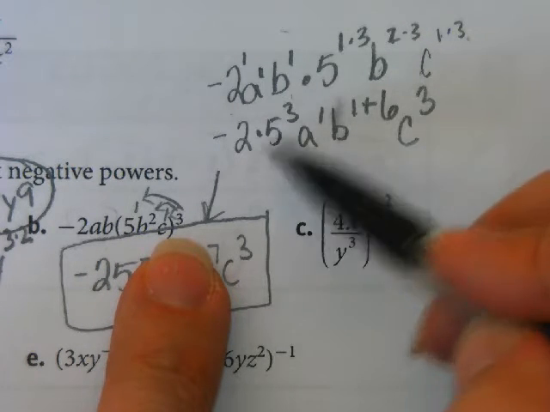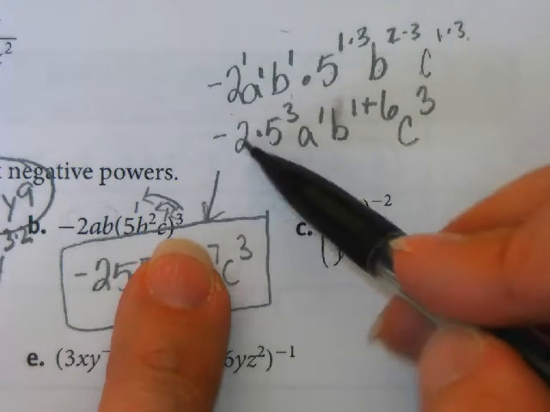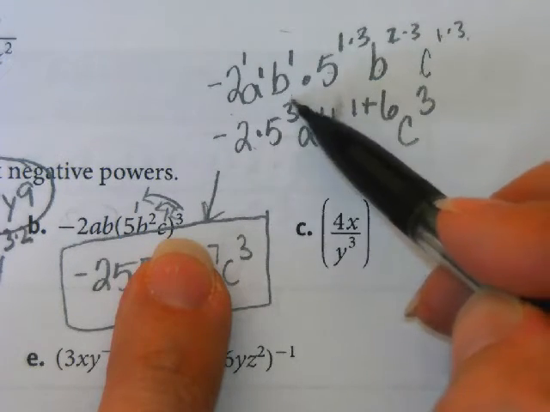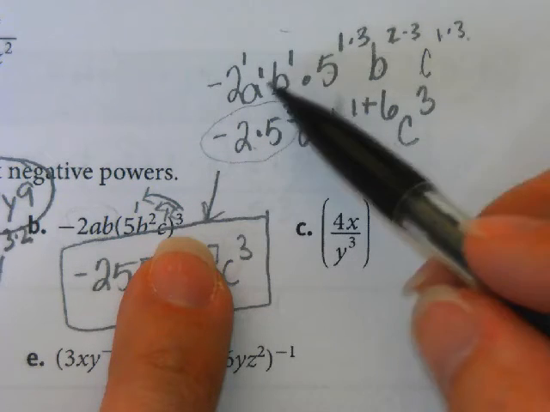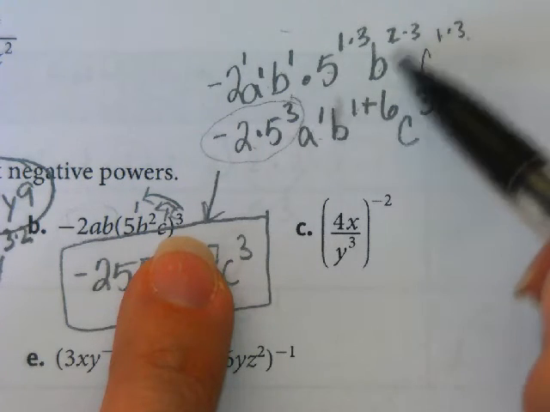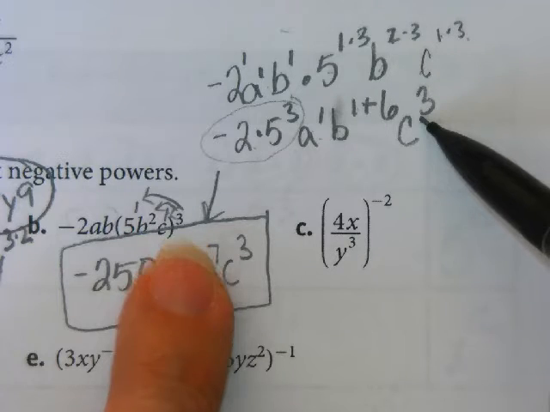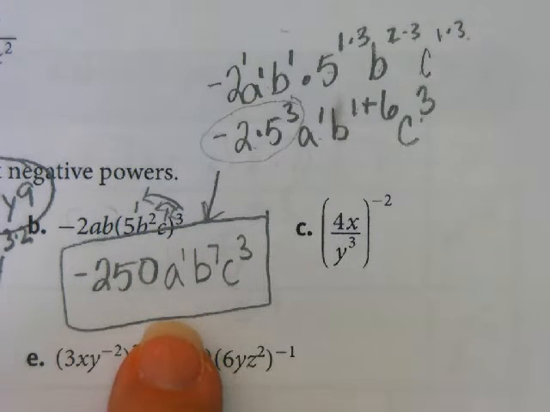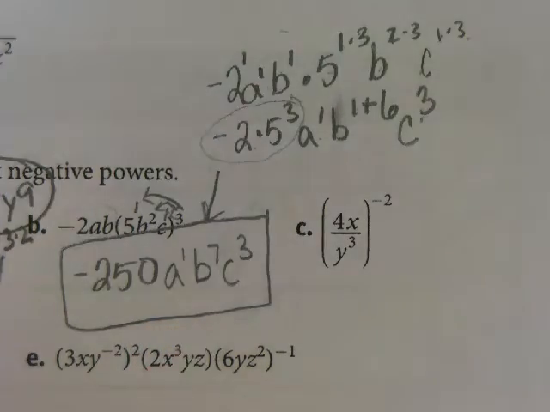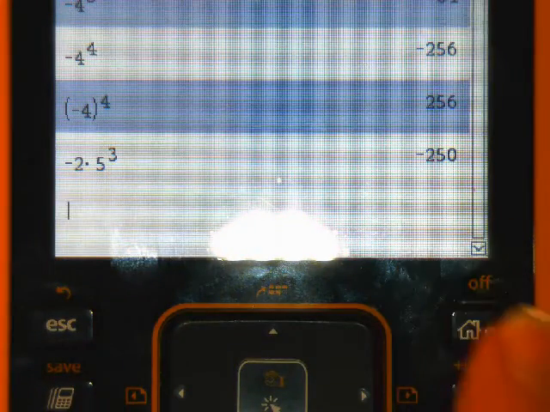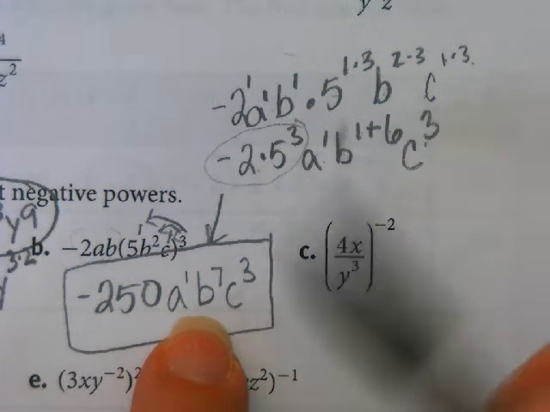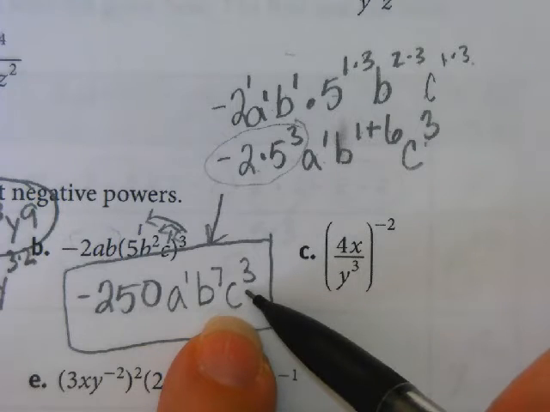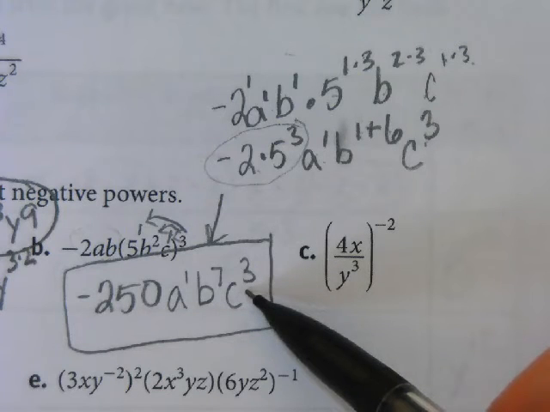Now, and then I put my coefficients together, right? Negative 2, 5 to the third. Those are regular. Those don't have like bases. I don't have any other a's. I've got b to the 1, 2 times 3 is 6. I don't have any other c's. I used my calculator, and I said negative 2 times 5 to the third right here, and I got negative 250. My a just comes down. 1 plus 6 is 7, c to the third. Okay?